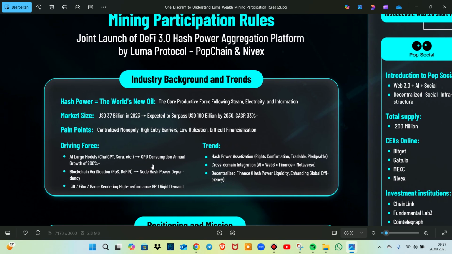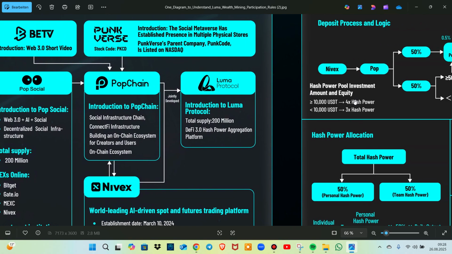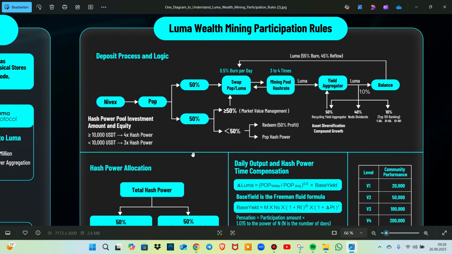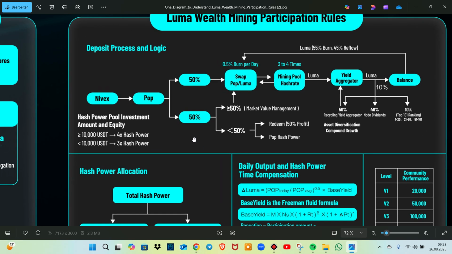So the driving force of hash power is obviously the large language models like ChatGPT and so on. Also blockchain verifications, and hash power is also used in the film industry for rendering, also in gaming for rendering. So hash power has a lot of demand right now, and it will have more demand in future. So let me explain how the Luma protocol works. I mean, this flowchart might look overwhelming, but let me explain step by step.